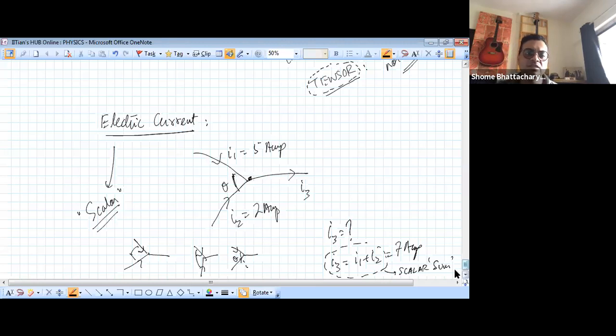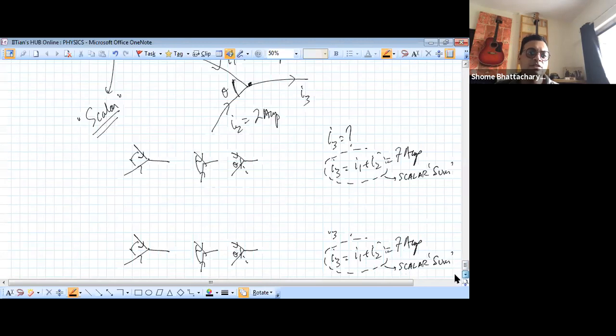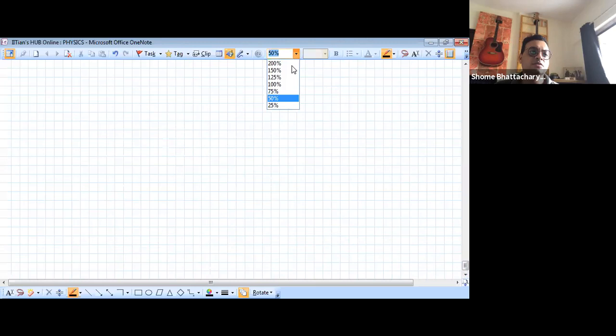Okay people, so hope this definition is clear. Okay. Now let's do a problem which is slightly more tricky than this.